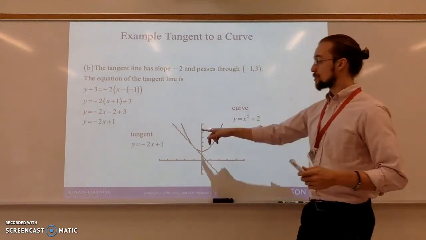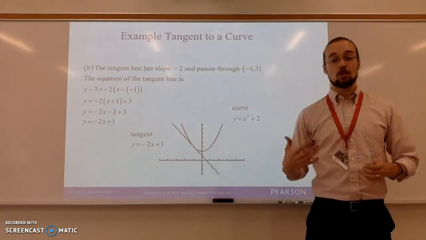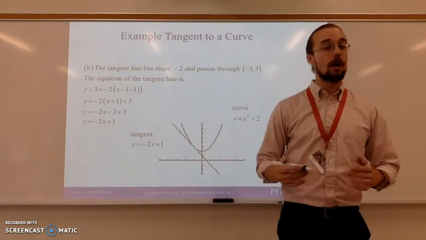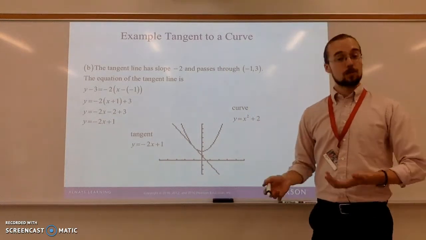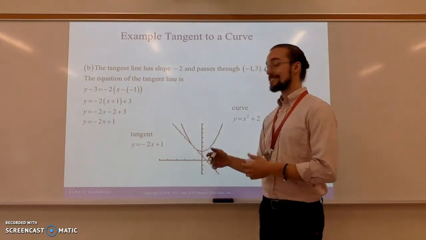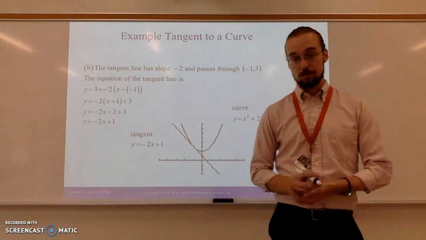Okay, so this is the curve, y equals x squared plus 2, and then this is the tangent line that we just found, y equals negative 2x plus 1. Okay, it just hits the curve at a single point. It is tangent to the curve. Okay.